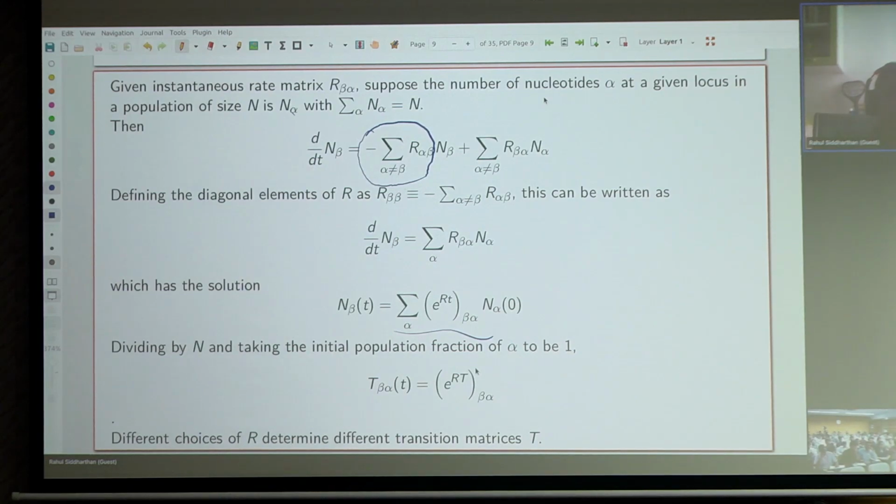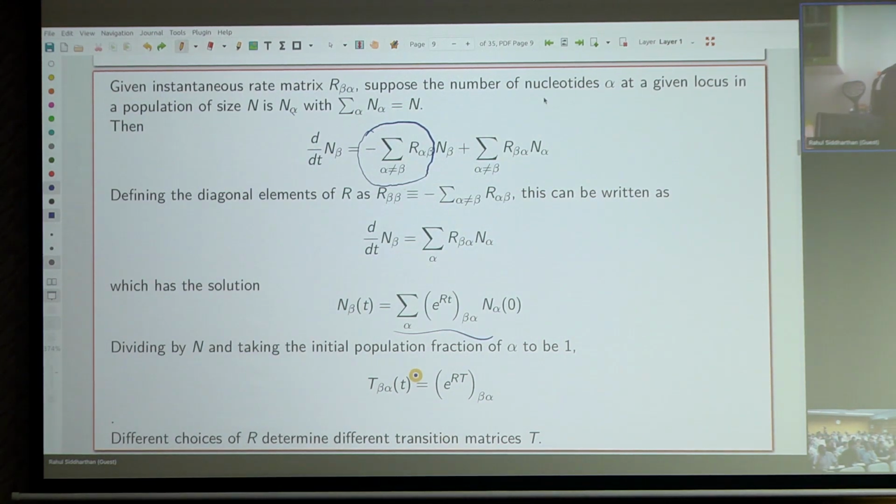And if you want to now ask the probability question that if the initial nucleotide was alpha, just take the population fraction to be alpha, and then this is the beta alpha element of this exponential matrix. So that's the basic idea here. The transition matrix is the exponential of the instantaneous rate matrix, whose diagonal elements are defined as minus of the sum of the columns. And different choices of R determine different transition matrices T. And once you have a matrix, you can do all these likelihood calculations.